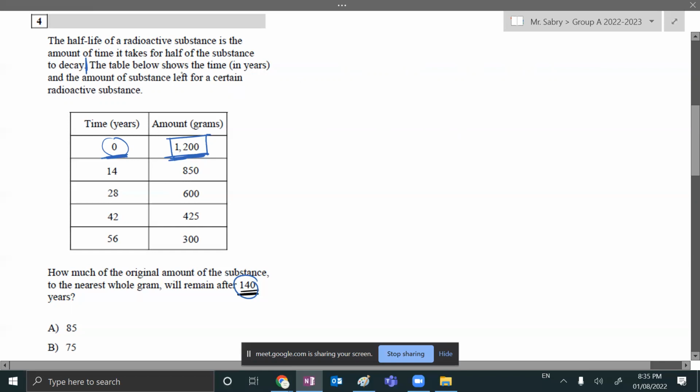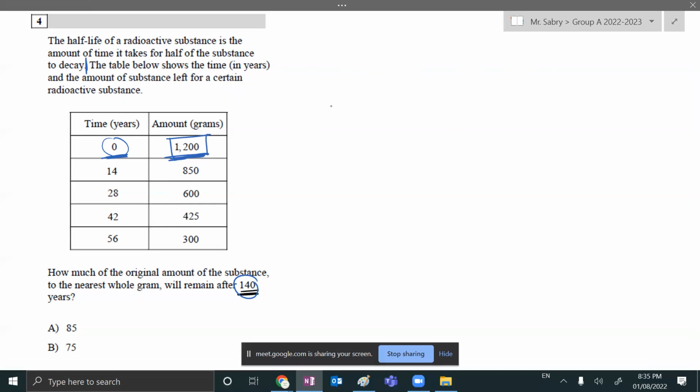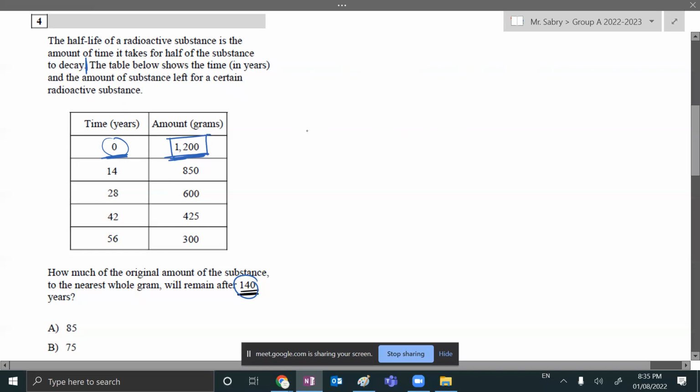They say that the table below shows the time in years and the amount of substance left for a certain radioactive substance. So we actually don't know the B value. But what do we know? We know that the initial value was 1,200. We don't know the B value, but we do know that in 14 years, when x was equal to 14, the amount left was 850.